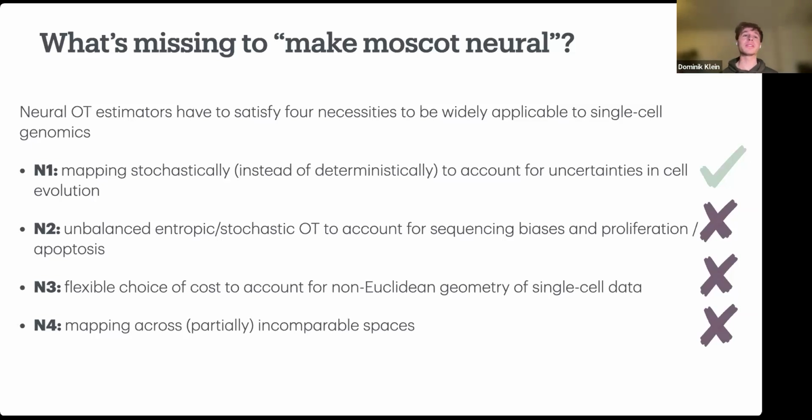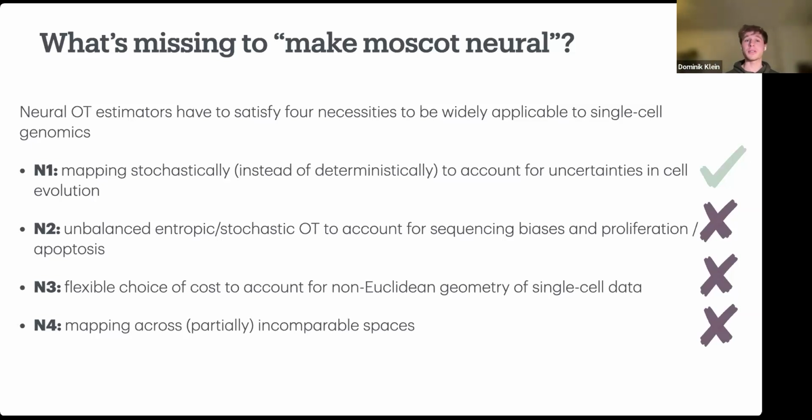Then the second necessity would be the unbalancedness in those entropic or stochastic OT couplings, which, as someone in the audience alluded to, we need for sequencing biases or proliferation and apoptosis. But there was no unbalanced entropic optimal transport solver yet. Third, we want a flexible choice of the cost function to account for non-Euclidean geometry. We saw that in the pancreas example. This is really relevant. But the existing stochastic neural optimal transport solvers or Schrödinger bridge solvers rely on Euclidean costs or Euclidean geometries.